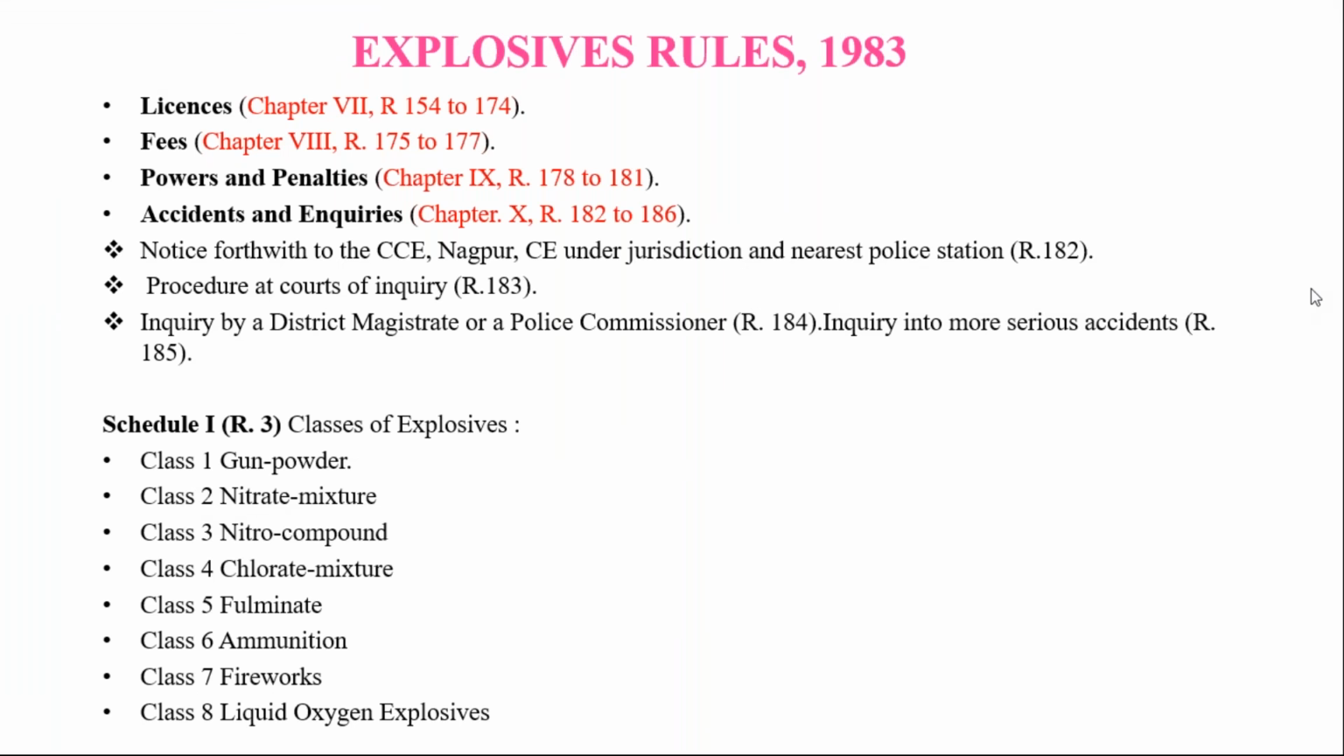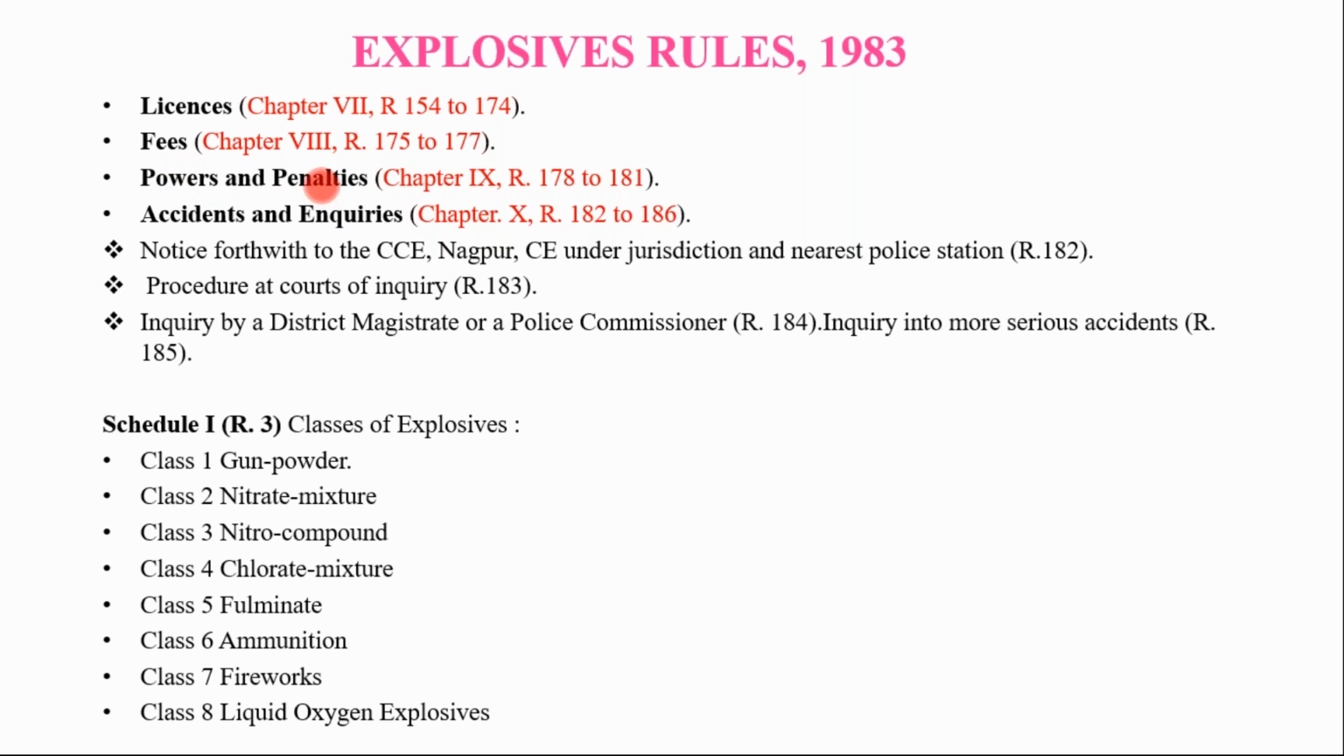Then the license title, that is chapter 7, rule number 154 to 174. Then fees regarding the license, or the appeal, or the extension or renovation of the license, etc. All these fees are given under chapter 8, rule 175 to 177. Then regarding the power of central government, power of state government, power of the controller of explosive, etc., all these things are given under chapter 9.